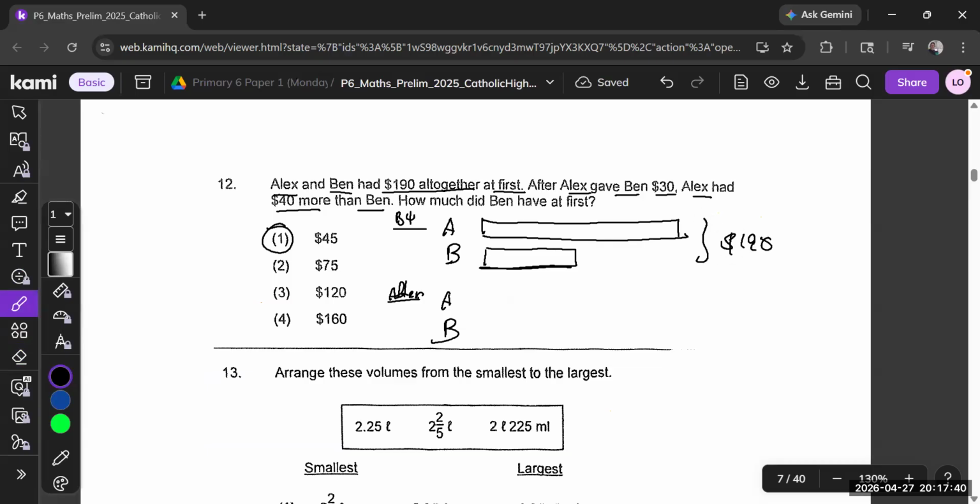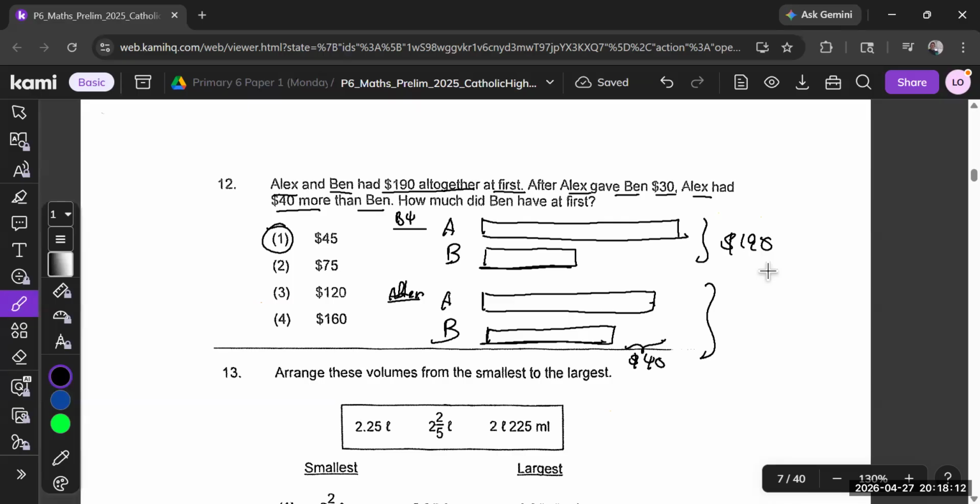And then how do you draw the after? Very easy. Alex has less, Ben has more, but Ben got more than before, and Alex in the end still has more than Ben. So in the end, Alex has $40 more than Ben. So that's your model, which is very easy to draw. Don't use a table. If you use a table, you may get stuck. The table is for more complex problems where you cannot draw the model.